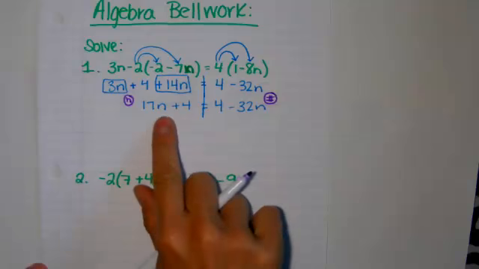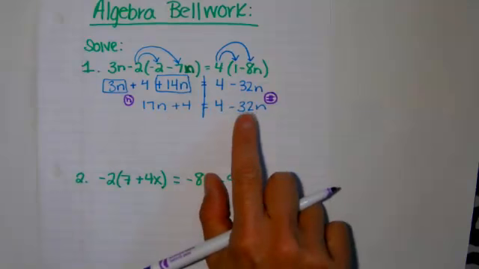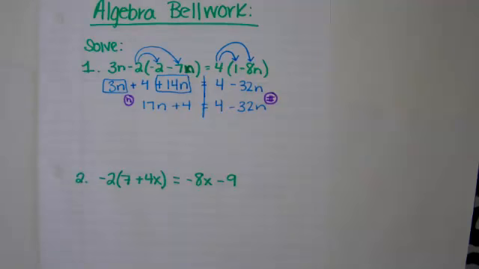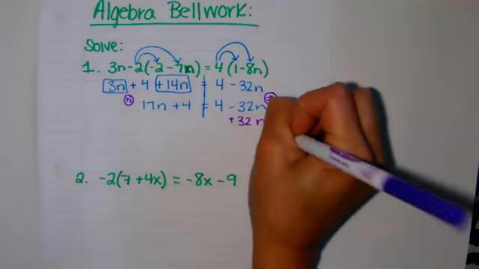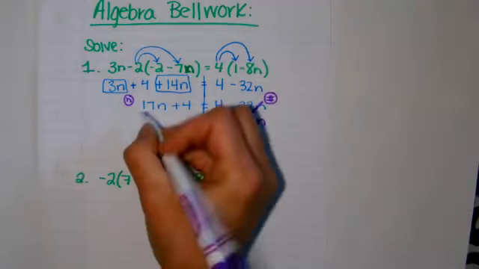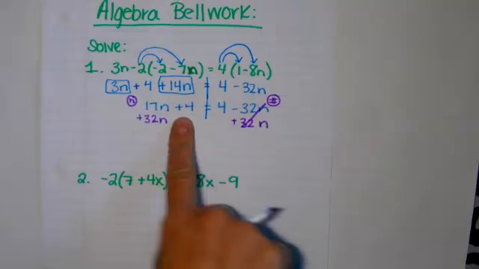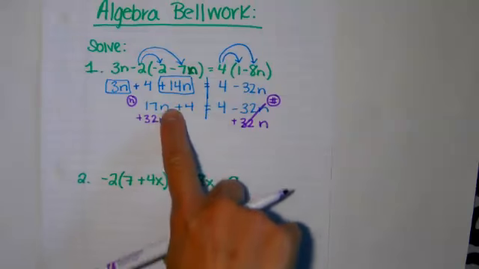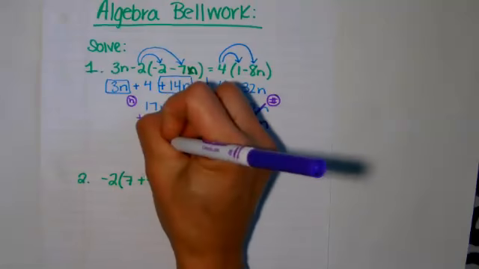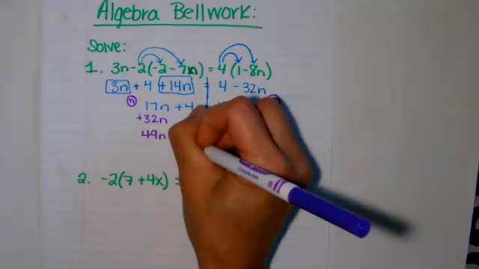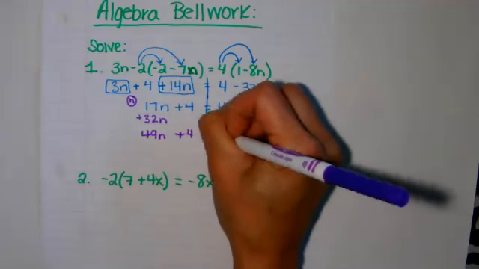Okay, so if we know n's have to be over here, 17n's already there, we need to move the negative 32n by adding it, right? The opposite of subtract is add. So I'm going to add 32n here, and you have to make sure you add it to the 17n, because that 4 doesn't have an n on it. So 17n plus 32n is going to give us 49n. Bring down plus 4 equals now, on this side we have 4. Extend my line down.